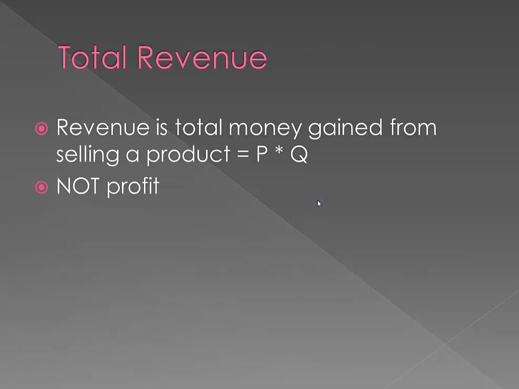So what is total revenue? Total revenue is the total money you gain from selling a product. It's simply the price multiplied by the quantity sold. However, it's not the same thing as profit. Profit is how much you make, so it's revenue minus costs. But revenue is just how much you take in.